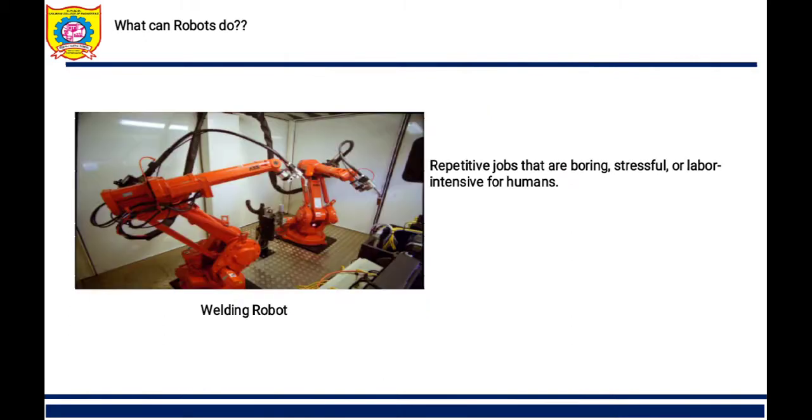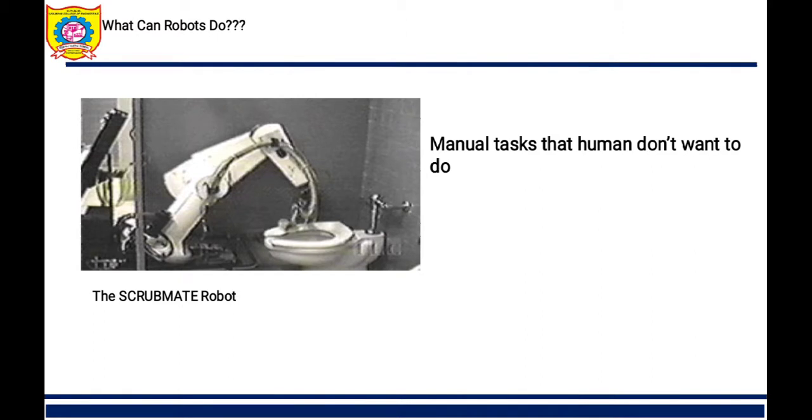Then repetitive tasks that are boring, stressful, labor intensive for humans. There are a few tasks which we want to do repeatedly, right? Rather than having manpower for these kinds of tasks which are boring, stressful, or labor intensive, where a lot of labor is required, instead of that, we can have a robot for it. For example, a welding robot. Then manual tasks that humans don't want to do.